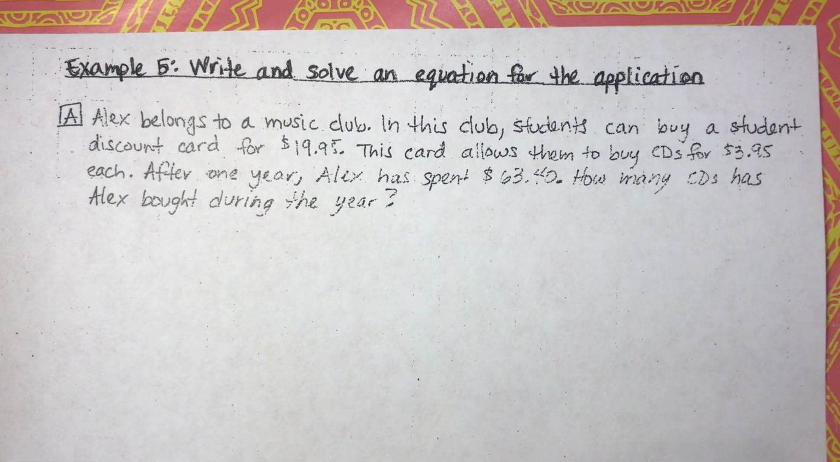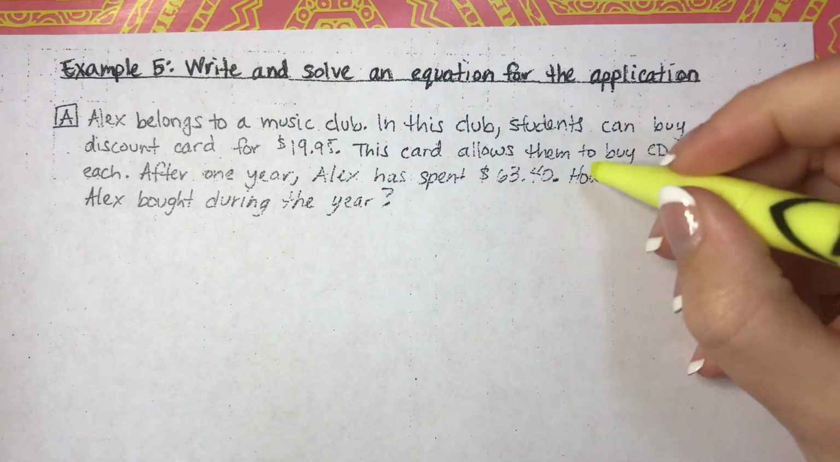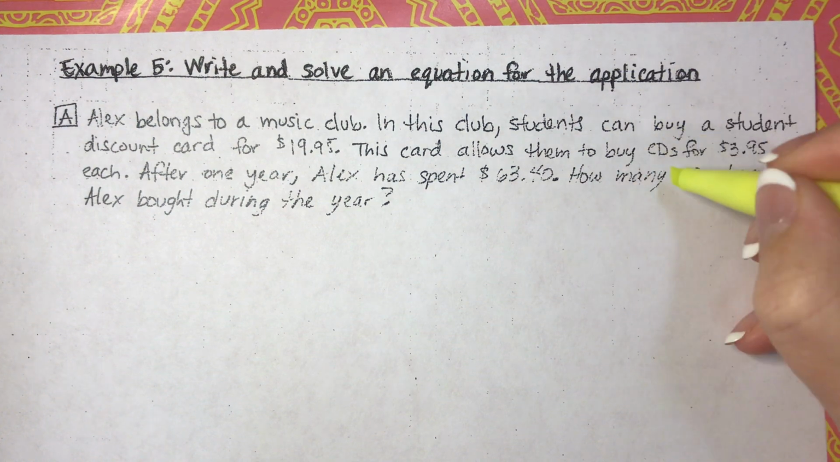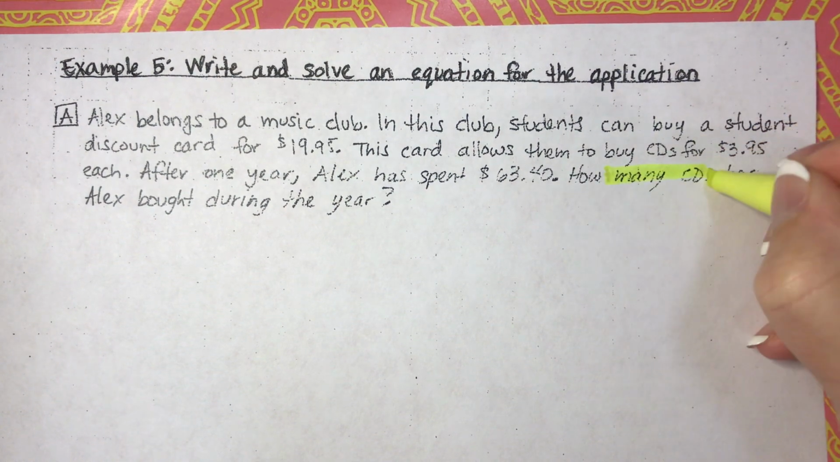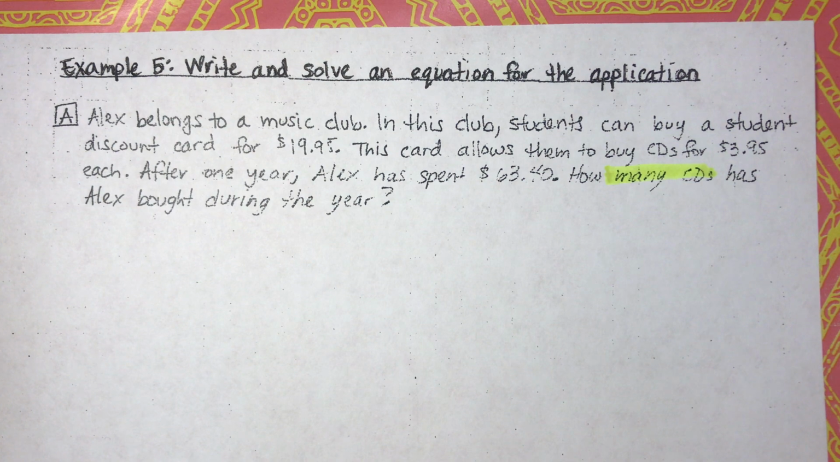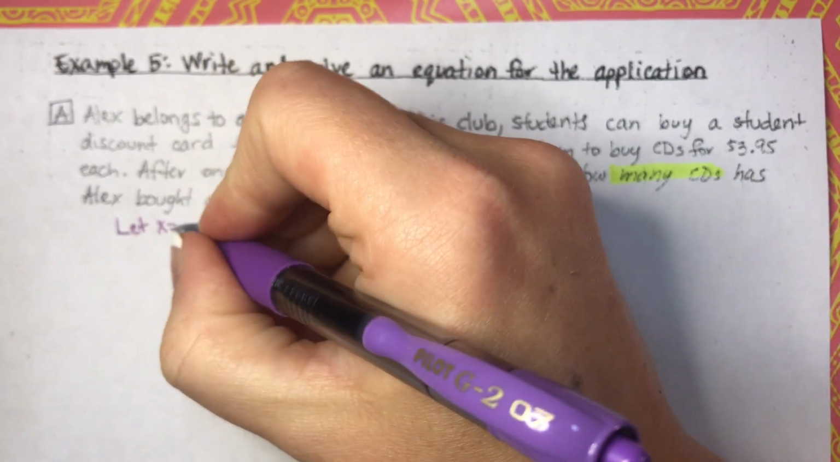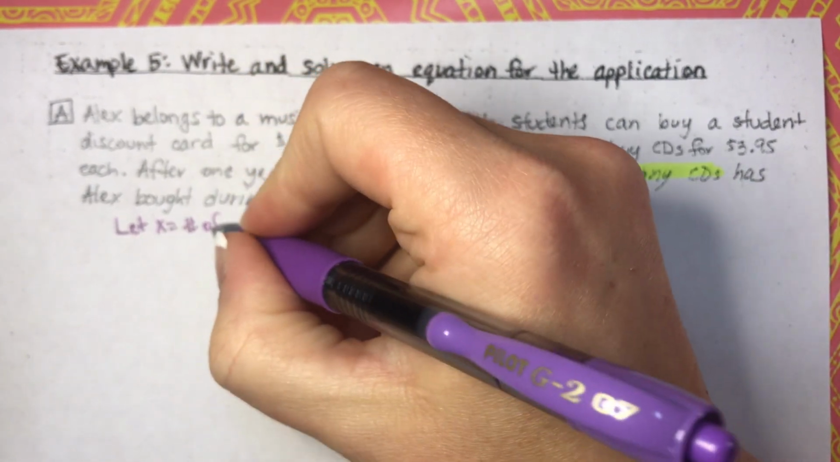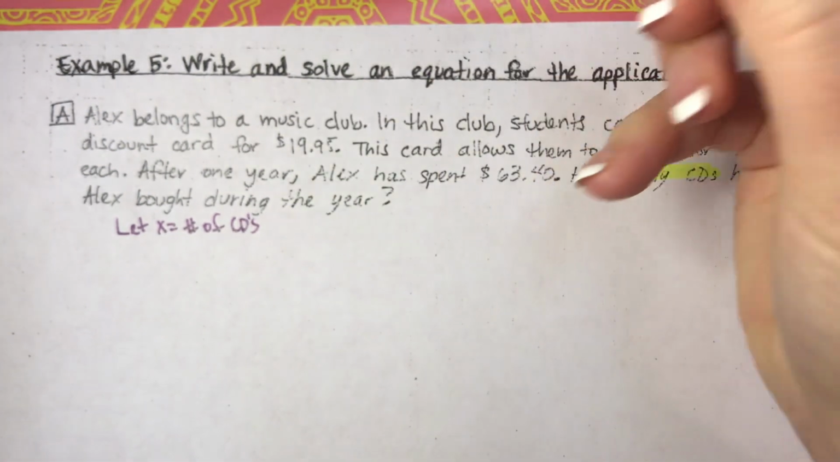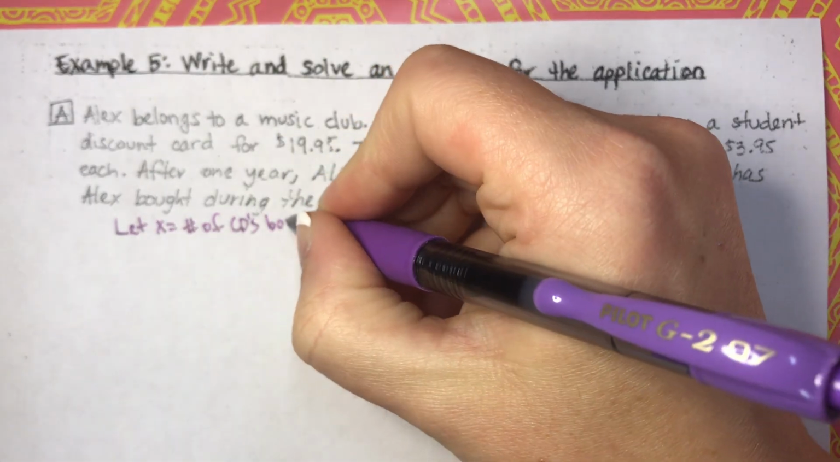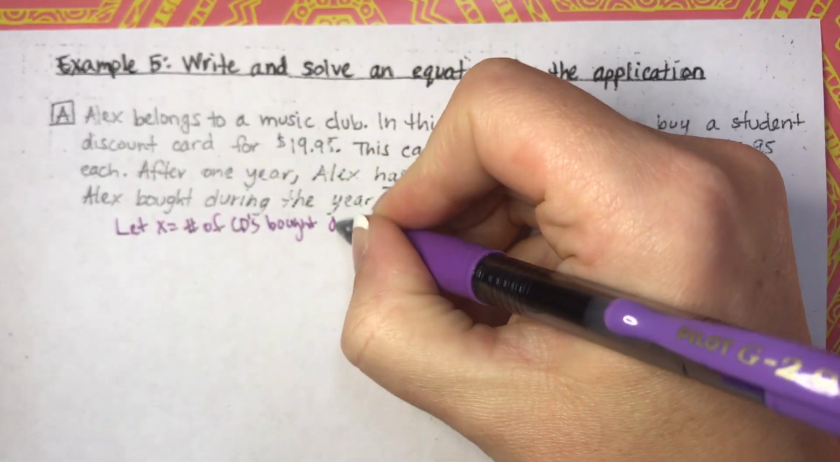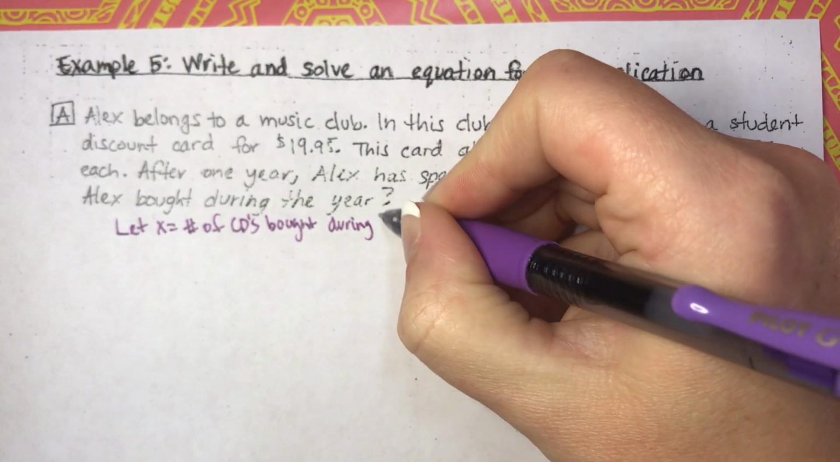Okay, so let's look at this. What's the thing we don't know? We don't know how many CDs Alex has bought, right? And that's what we're trying to figure out. So that's going to be our variable. So let's go ahead and define our variable. So we're going to say let X equal the number of CDs bought during the year.